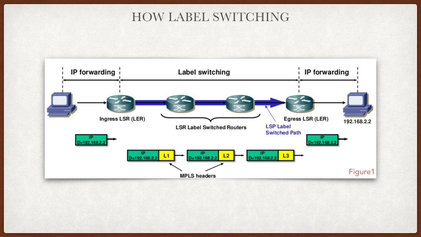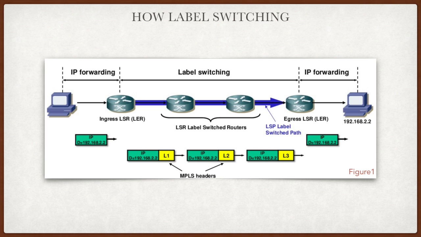As we can see from Figure 1, the ingress router receives the IP packet with destination 2.2, classifies it into a FEC, and labels it with the label according to the FEC, L1. The FEC corresponds to a traditional destination subnet.